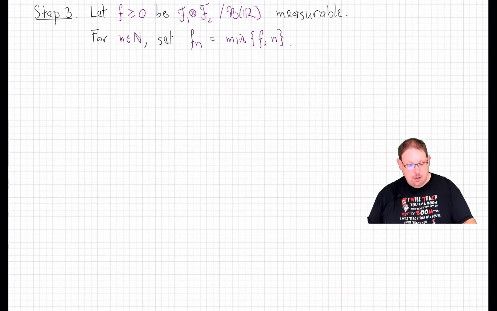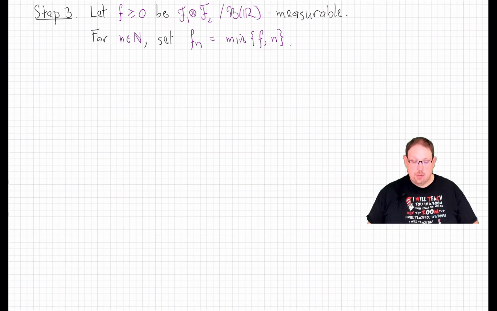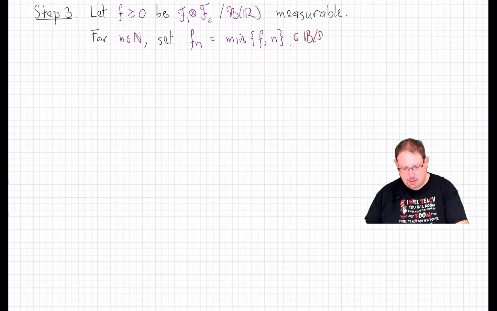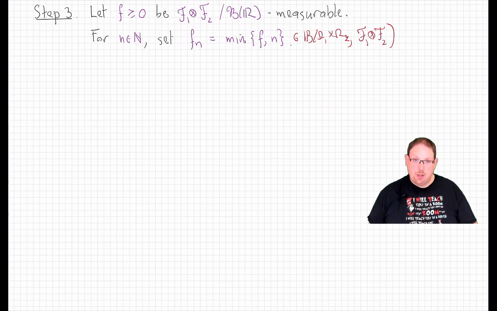Take any non-negative product sigma field Borel measurable function, and take any cutoff, I'm going to use integer cutoffs, and define fn to be the cutoff of f by n. That is, fn is equal to f unless f is bigger than n, in which case it's just n. So this is a bounded function, and of course it is measurable on the same sigma fields that the original function is measurable, because as we showed, a minimum of two measurable functions is measurable, and constants are always measurable.